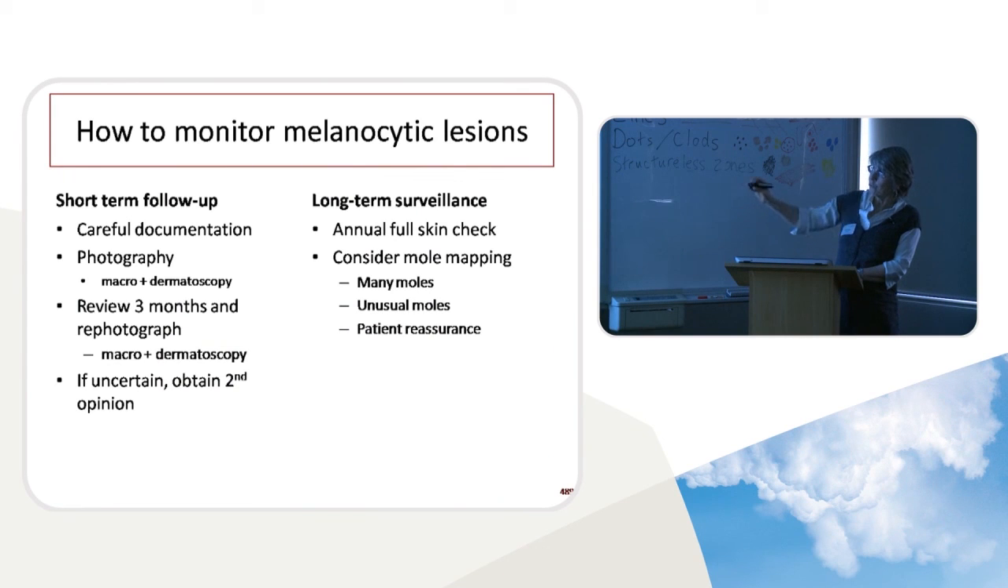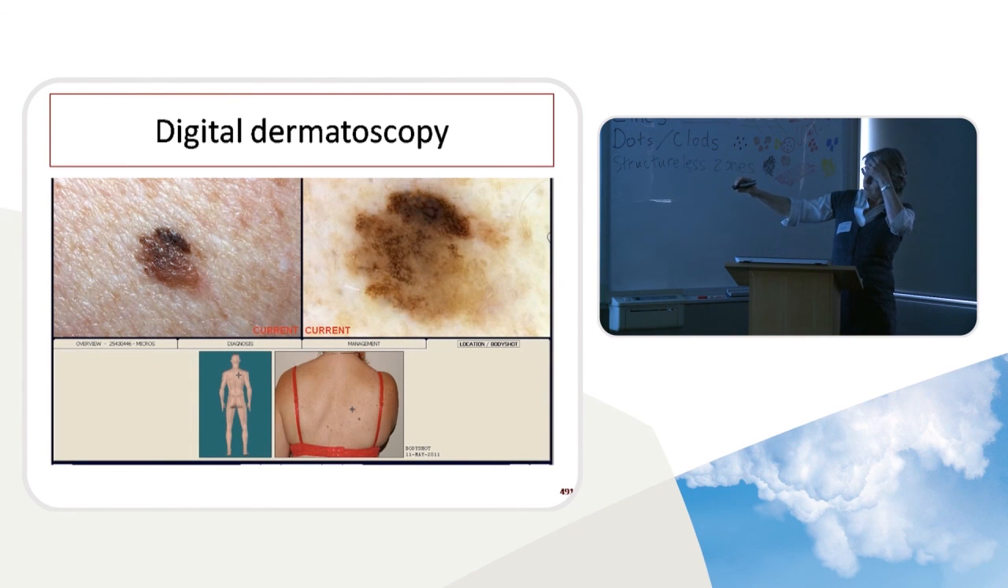So how do we do it? Short-term photography. Long-term, if they've got lots of moles, send them to somebody else to do mole mapping. Digital dermoscopy is basically taking, the word mole mapping means you write a map and stick a point on where the mole is. So we can say that on this mannequin, the mole is there, and that's the mapping part of it. And here's a macro and dermoscopic view.